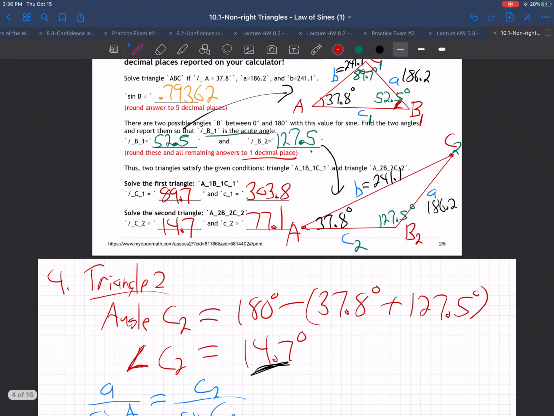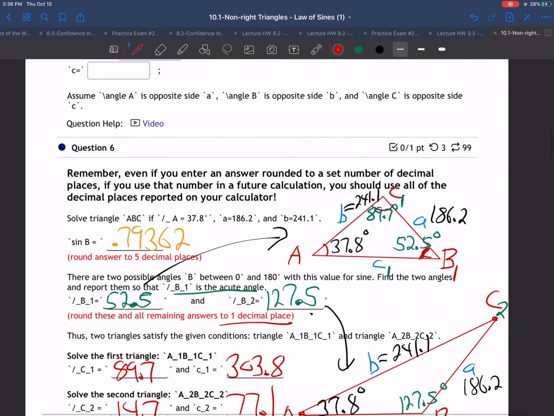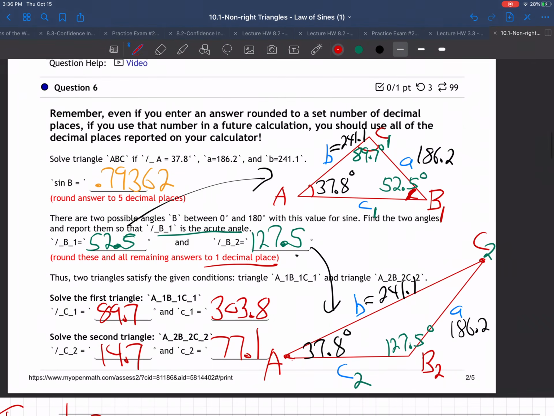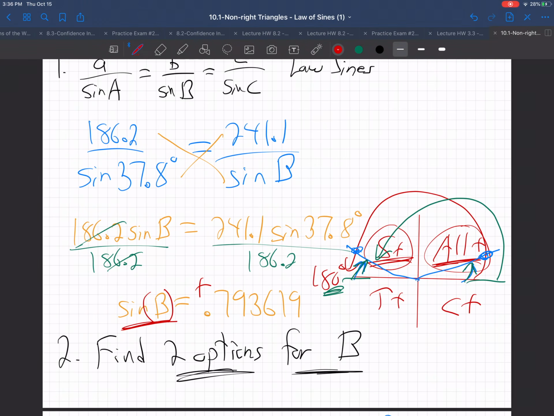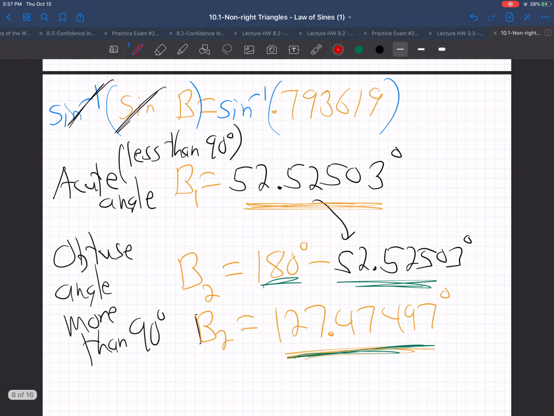There we go. All right, what in the world happened on this problem? Well, we just started doing our normal law of sines solving, and we realized there were two options here for angle B. The second option comes from doing 180 minus the first option. Two options for B. B2 is 180 minus B1. You've got to check that second option.